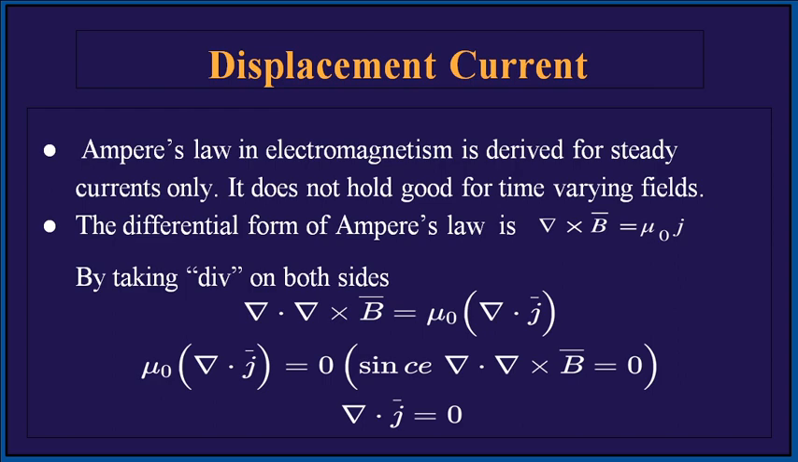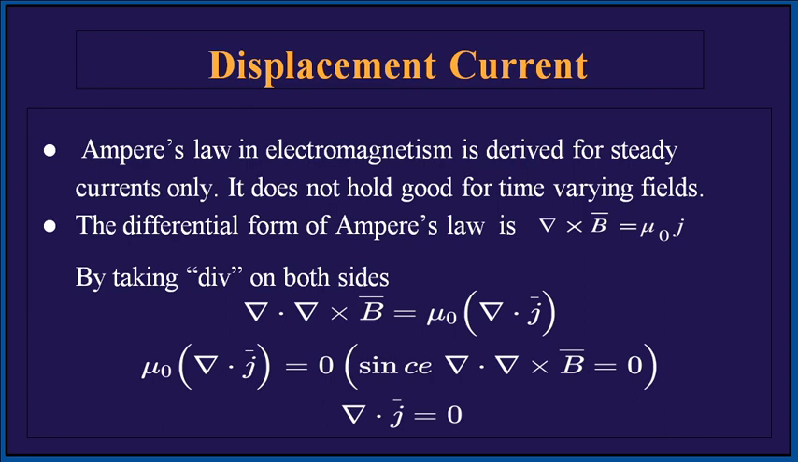So what is basically the displacement current? To understand that, let us start with Ampere's law in electromagnetism. Ampere's law is developed only for steady currents. Whenever current is flowing through a wire, a magnetic field is developed around the wire, and it can be represented mathematically by the formula closed line integral B bar dot dl bar equals mu naught I, where I is the current flowing through a wire, and B is the magnetic field developed around it.